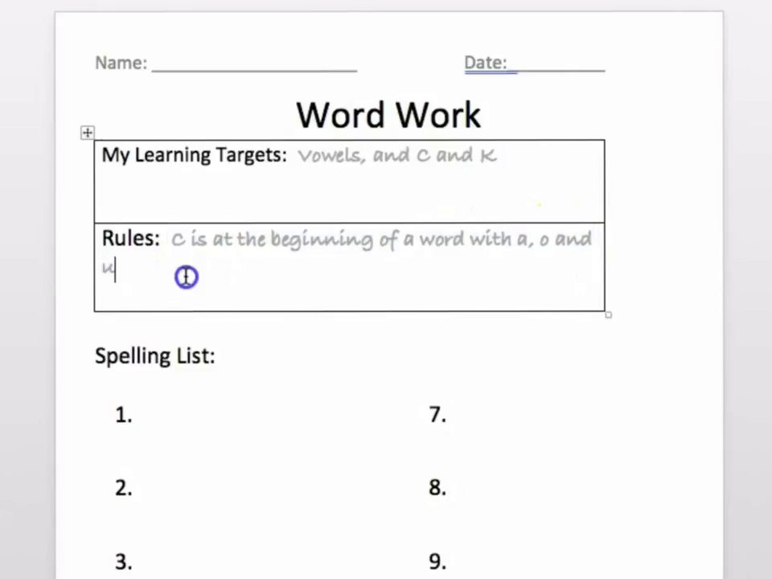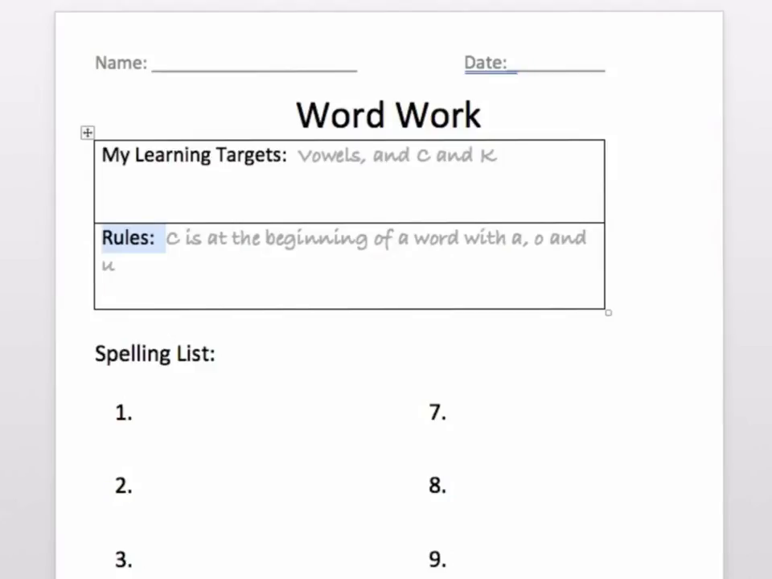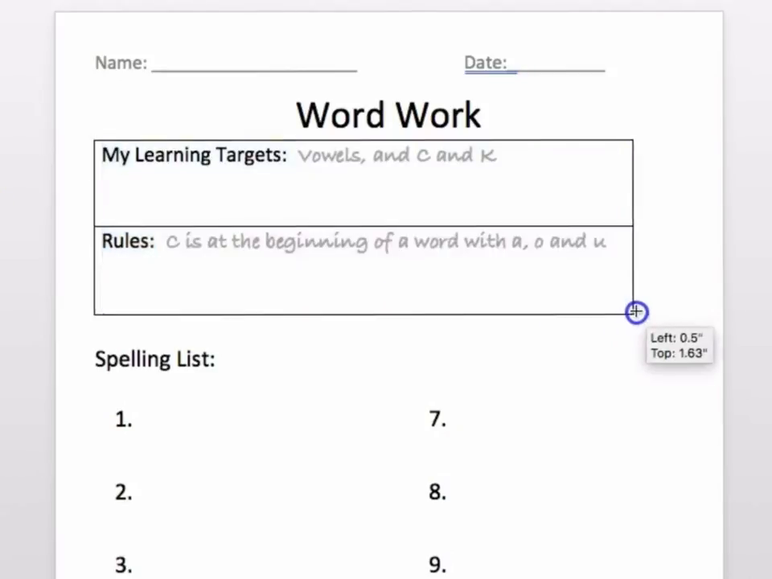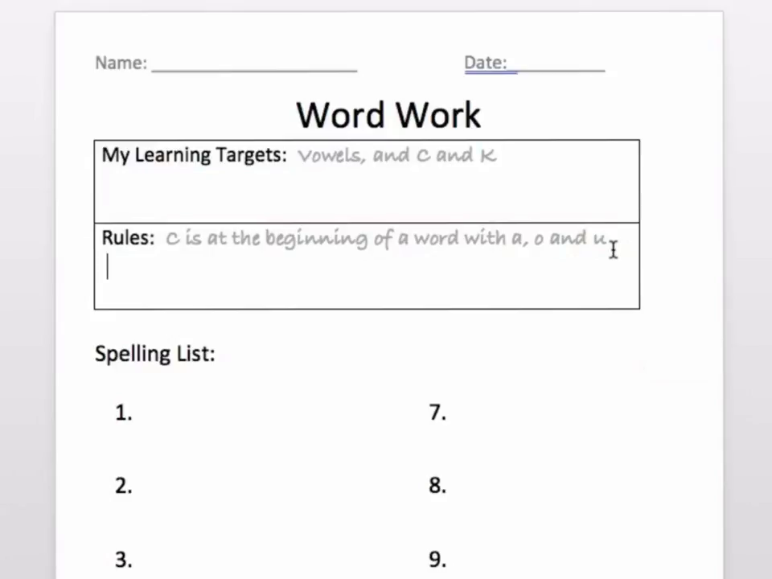My second rule, sorry, I'm having a little trouble here making it fit. There, now it fits. The second rule that we learned was that we use K if I is the second letter. So K is at the beginning of a word with the letter I. Just like kick, it had to be k, I. We knew that was a K at the beginning. C is at the beginning with an A, O, or U, just like in the word cat, k, at.